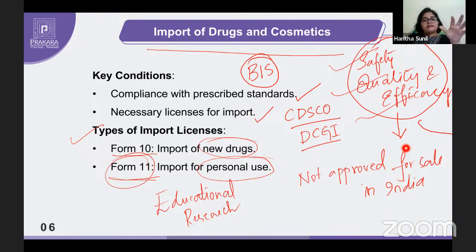Okay. So this licensing system not only ensures the safe and effective usage of the drugs and cosmetics in the Indian market, but also takes care of whether they can be sold commercially or for personal use. And by categorizing the licenses, this Act provides flexibility while also maintaining strict quality to prevent the import of substandard products, right? This is about the import of drugs and cosmetics.